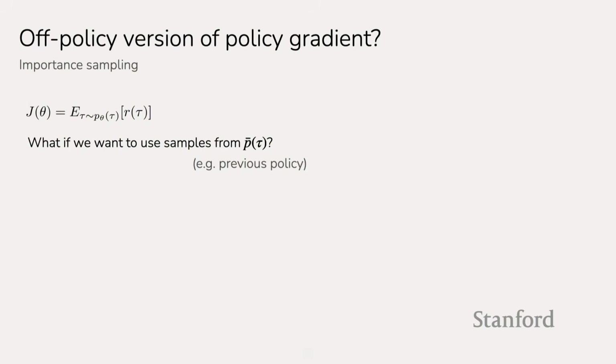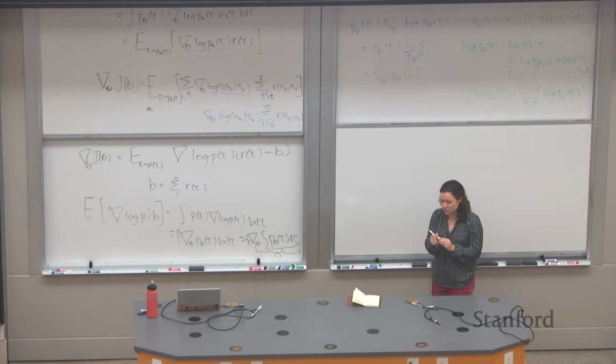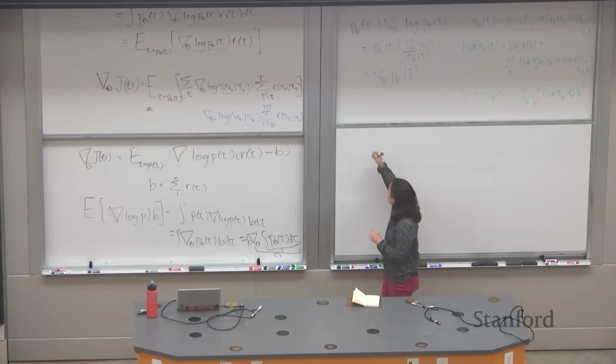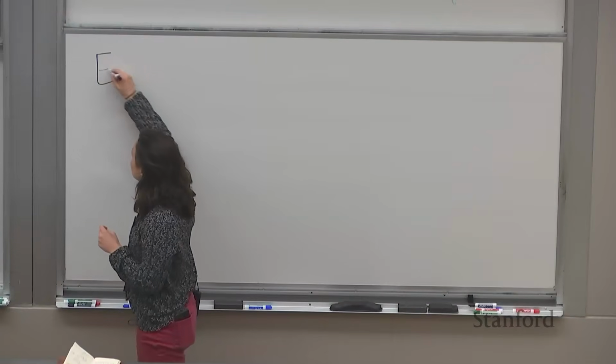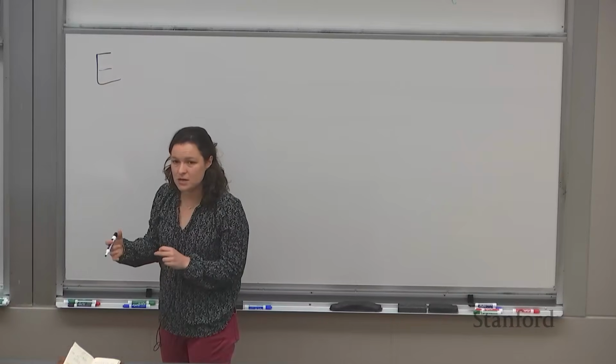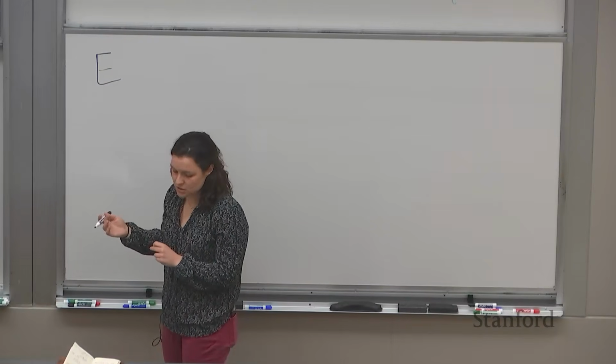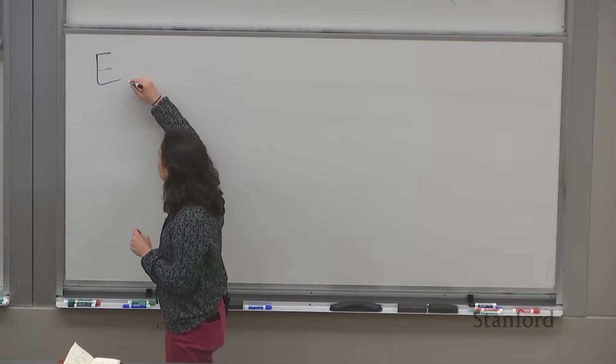And to do this, we can use importance sampling. Importance sampling is actually a really cool technique that's useful outside of reinforcement learning as well. It's about thinking through this scenario where you want to estimate a quantity, an expectation, without actually sampling from that distribution.